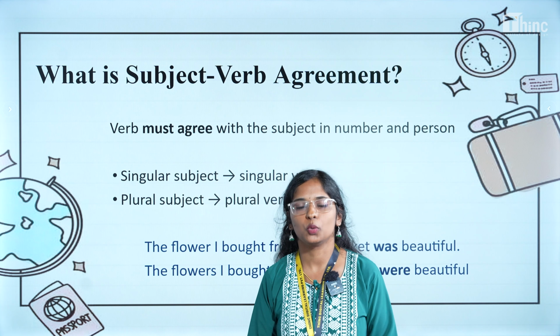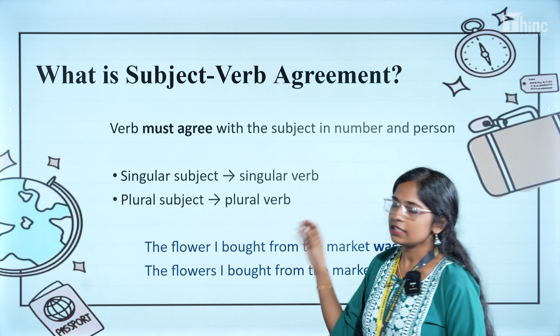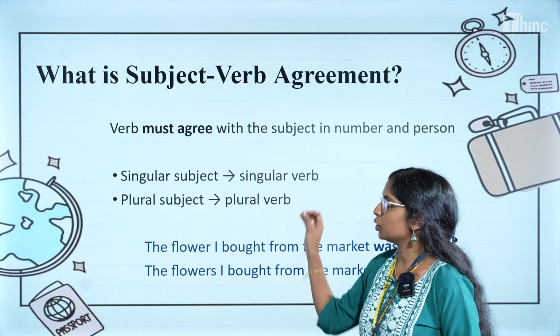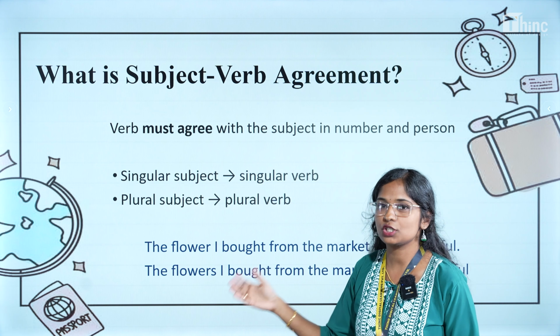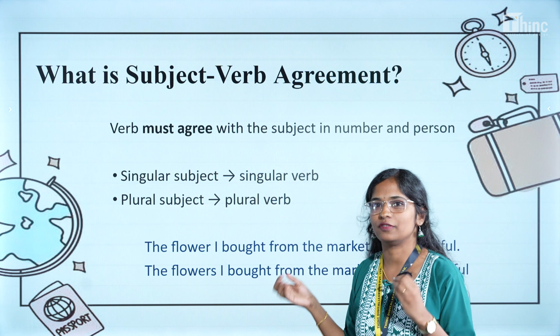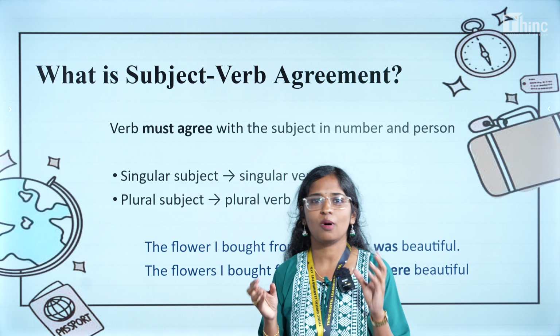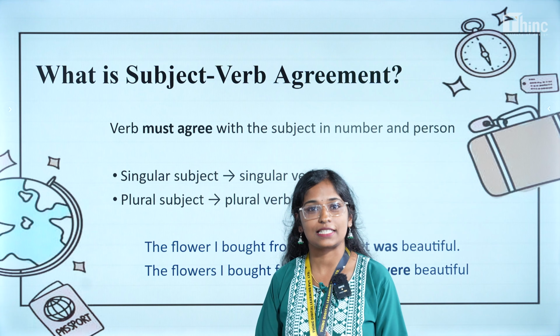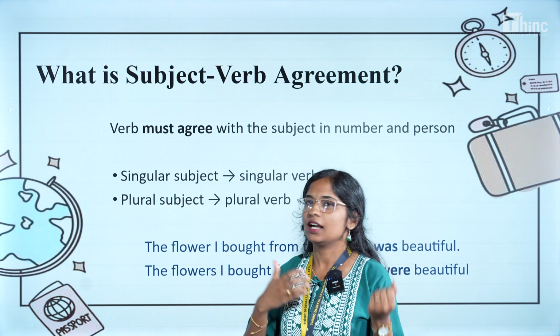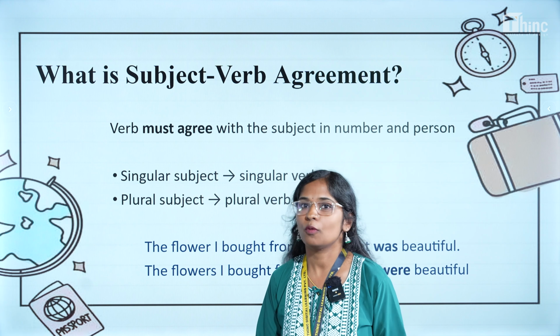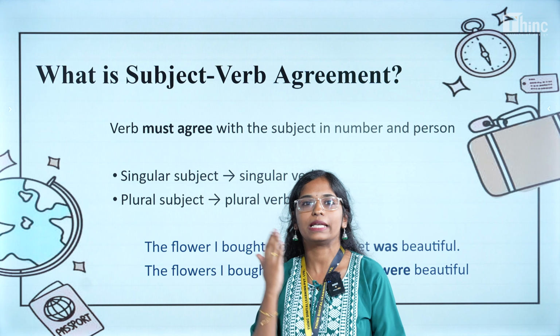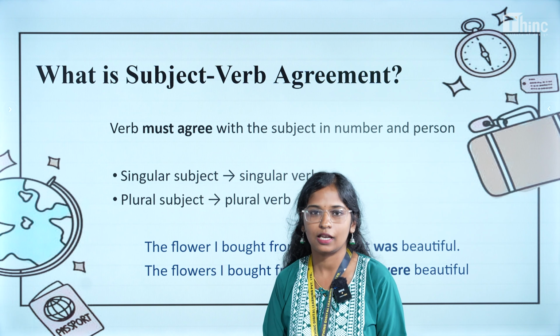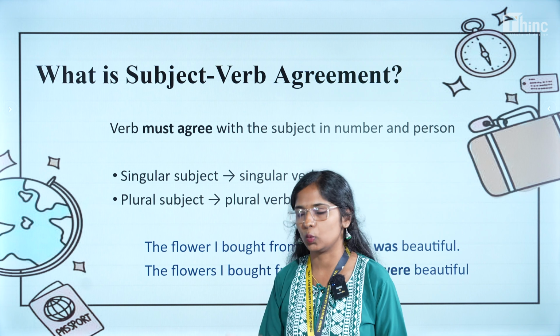What is Subject-Verb Agreement? In Subject-Verb Agreement, the verb of a sentence should agree with the subject of that sentence. But first of all, what is subject and verb? Subject of a sentence is what the sentence is about. Like, he plays cricket. What is the sentence about? It is about him. He is the subject here and plays is the verb.